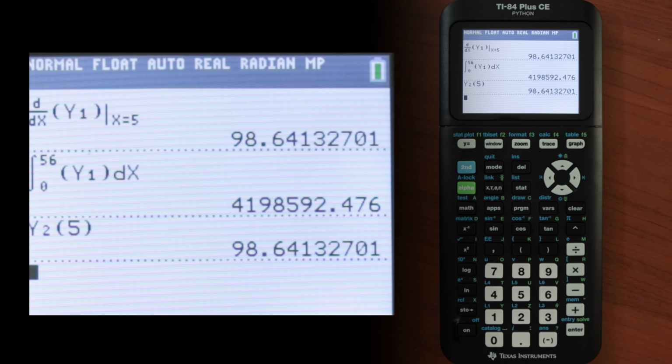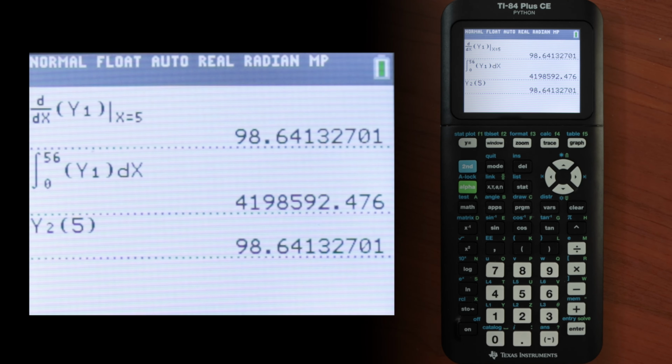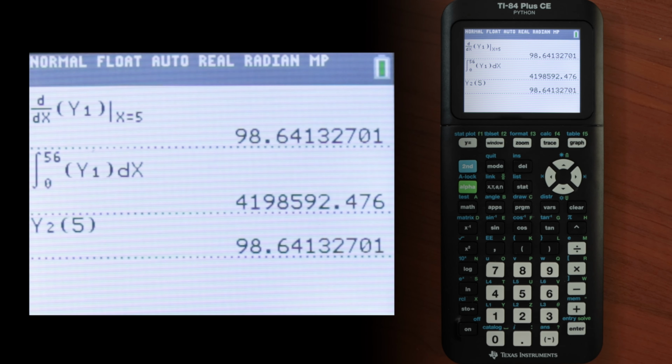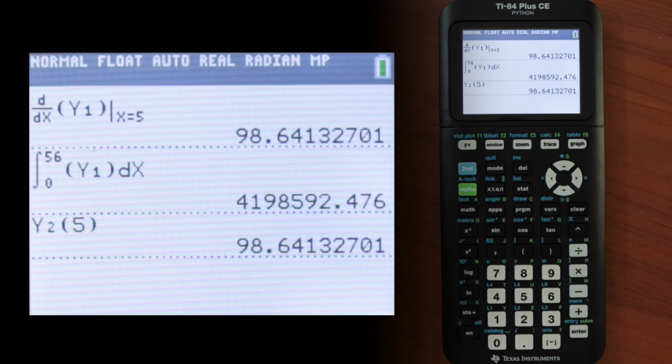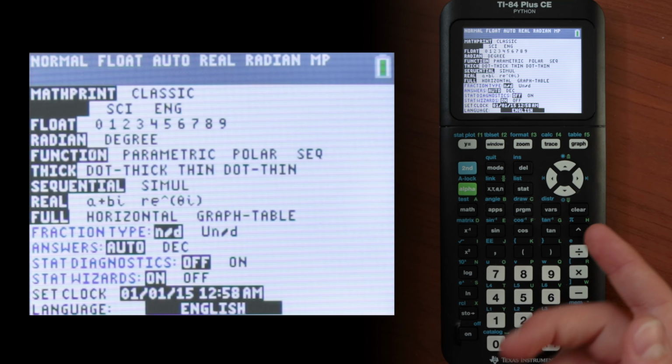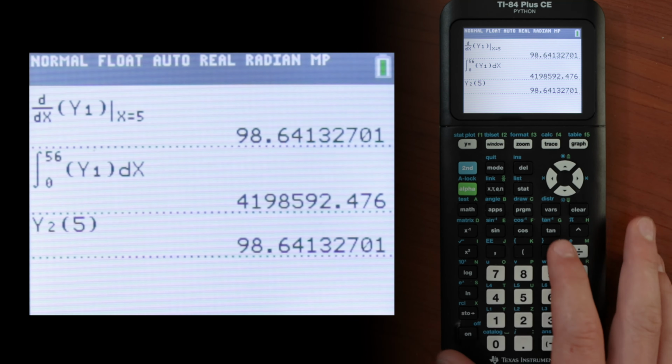Now, I remember I mentioned polar coordinates and parametrics earlier, and I said that you will never ever need to set your calculator to polar mode or parametrics mode for a given AP test. So just making sure my calculator is in function mode. So I'm going to quit.